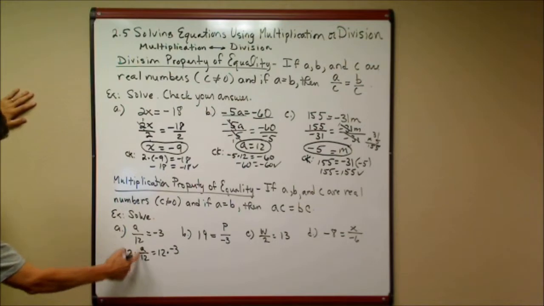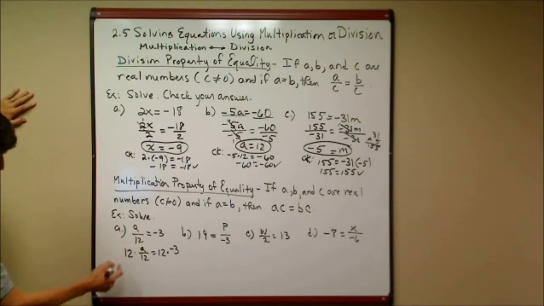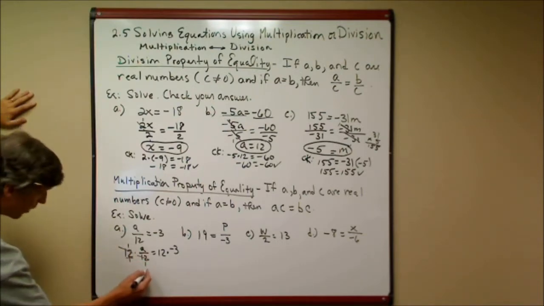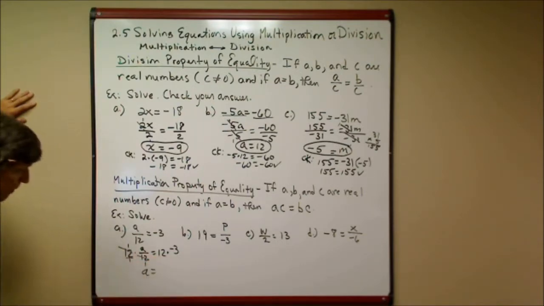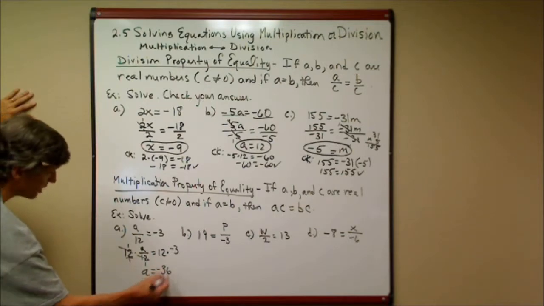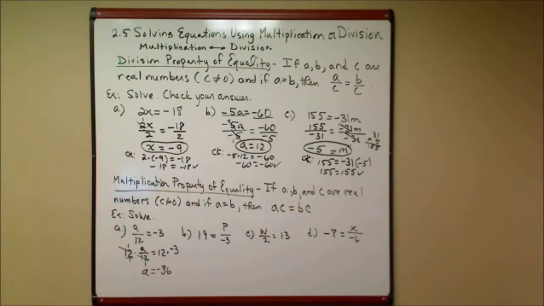Now this 12 and a over 12, the whole idea of these 12s is to cancel, and if you think of 12 as 12 over 1, you can see indeed they do cross cancel. And I get 1a, which is a, and then over here I have a positive times a negative, that's a negative 36.